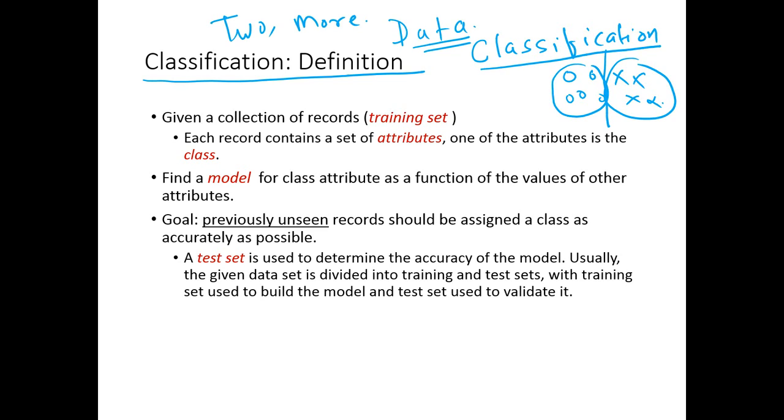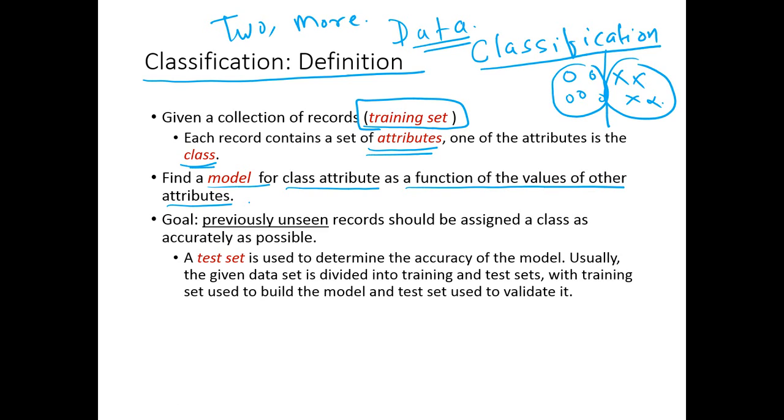Remember, there could be two cases, there could be a larger number of cases as well. Given a collection of records, we call that the training set. That means the data that is given to us. So we have been given a training set, and each record contains a set of attributes. Each classification has to be associated with a few attributes, and the attributes are associated with some sort of class, and we'll take an example to understand what it means. Now the idea is to find a model for the class attribute as a function of the values of other attributes.